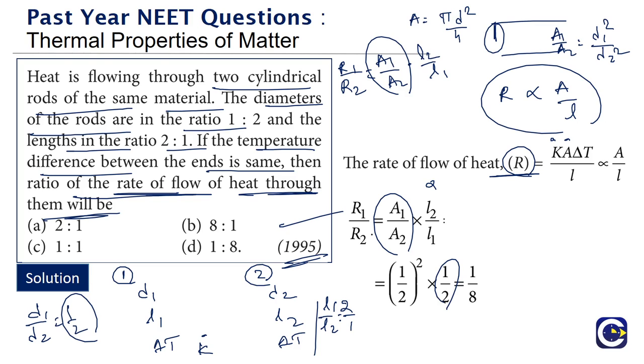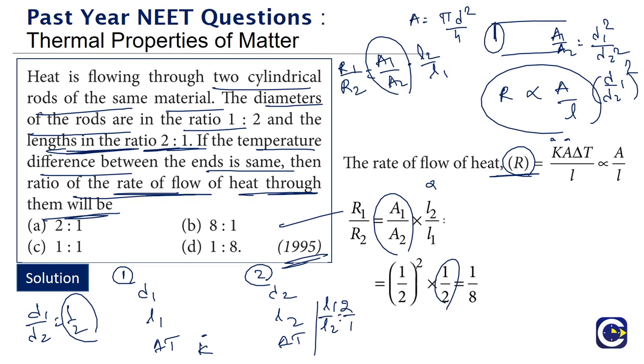Okay. So look at this one more time carefully. R1 by R2 is equal to what? A2 by A1, which is D1 by D2 the whole square. D1 by D2 is 1 by 2, so 1 by 2 the whole square will come, into L2 by L1. The ratio of the lengths is 2:1, right? So L1 by L2 is 2:1, so L2 by L1 means 1:2.